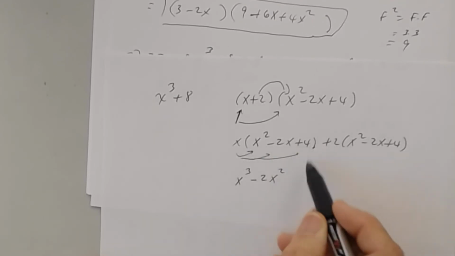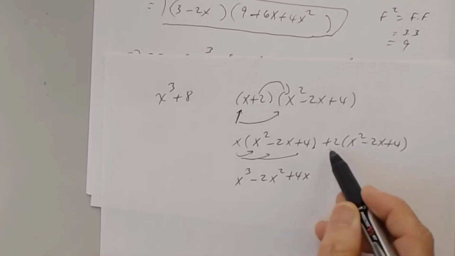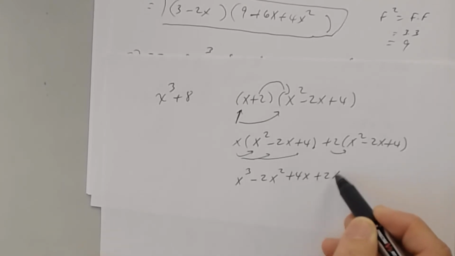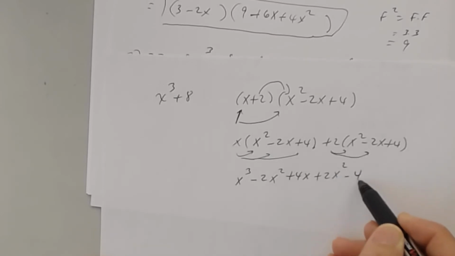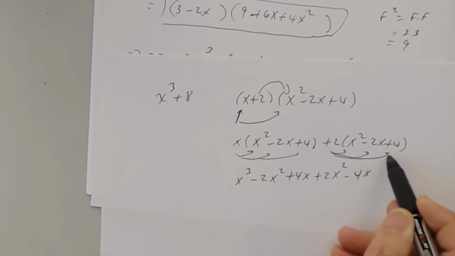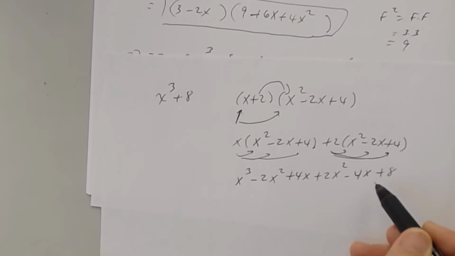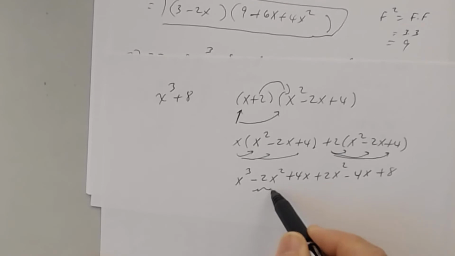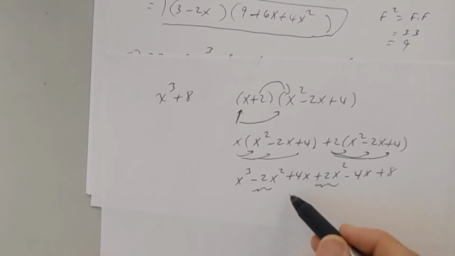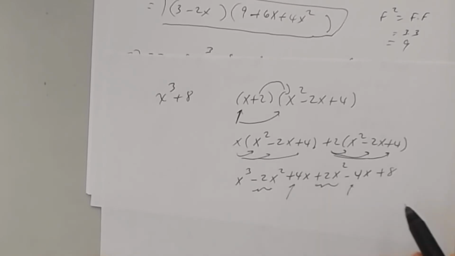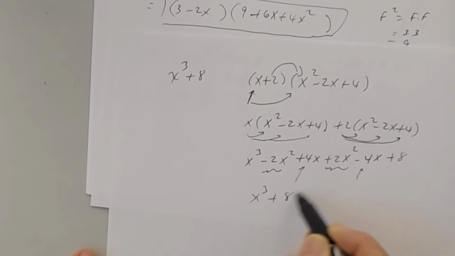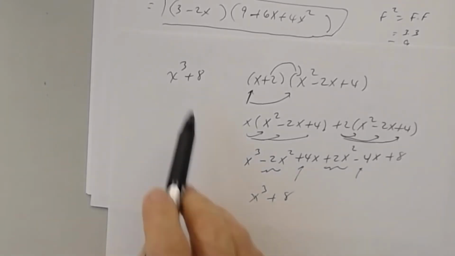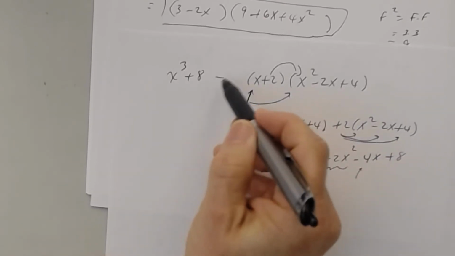What's x times a negative 2x? What's x times 4? What's 2 times x squared? 2x squared. What's 2 times a negative 2x? And what's 2 times 4? When I combine my like terms, what do you notice about negative 2x squared and a positive 2x squared? They're 0. What about 4x and a negative 4x? 0. What's left? X cubed plus 8. So the factorization for x cubed plus 8 is this.